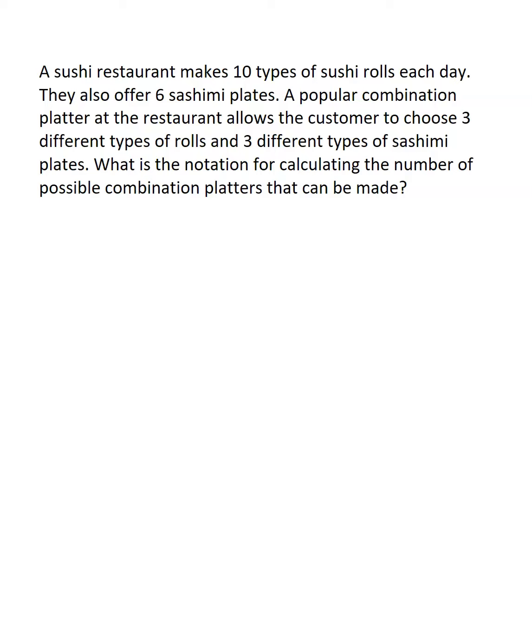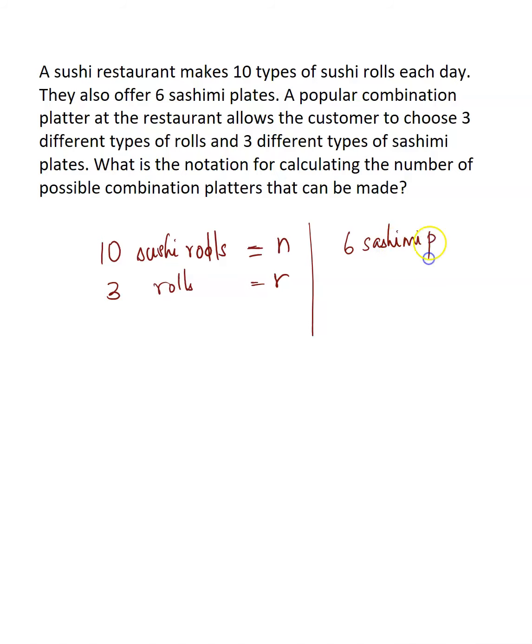Okay, so we have 3 different sushi rolls from 10 types of rolls, right? So let me write here, 10 sushi rolls. That's how many we have in total, and we can choose up to 3 rolls. That will be your r. That's one thing, that's one type. And then we have the sashimi plates. So we have 6 sashimi plates, out of which we want to create 3 different plates, which is your r.